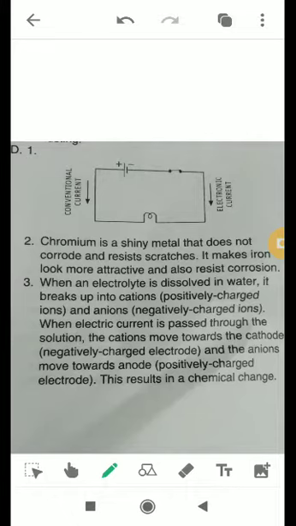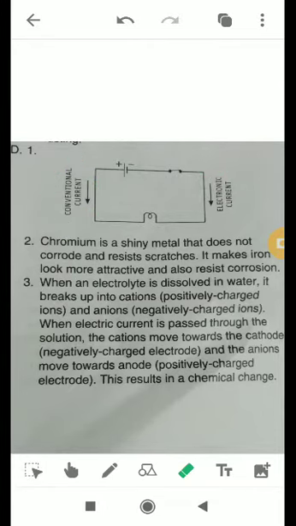So see, a circuit diagram is shown to you here. This is the conventional direction of the electric current. It flows from positive to negative, and this is the flow of electrons, the actual direction of the electric current. So this circuit diagram you have to draw for this question.